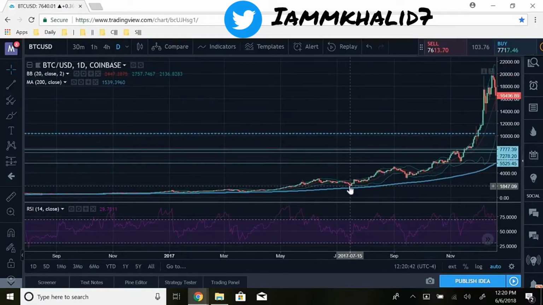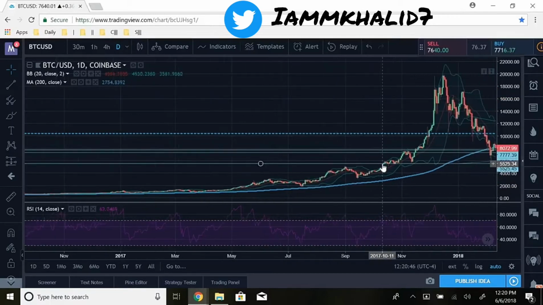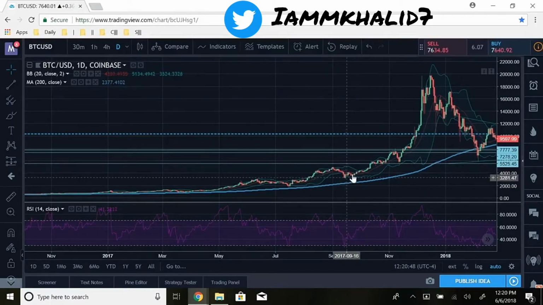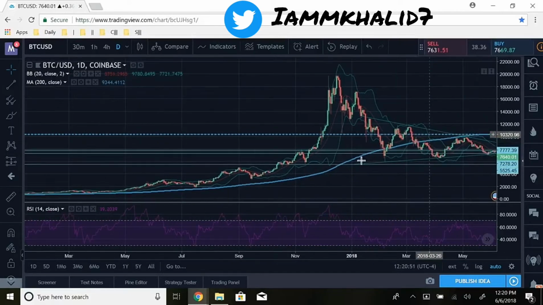To the next example right here, oversold, pushes up and continues to a longer bull run. So guys, you get the point.